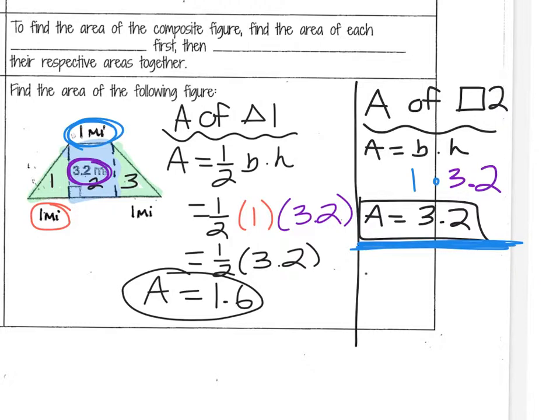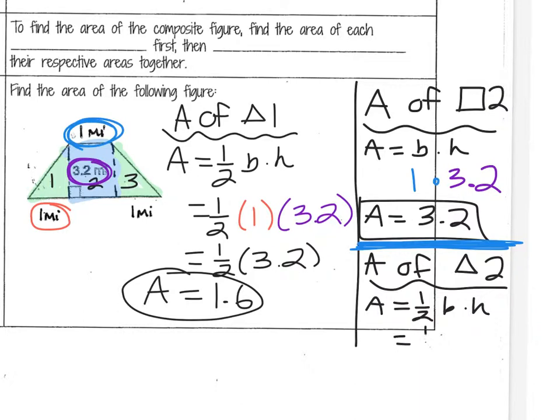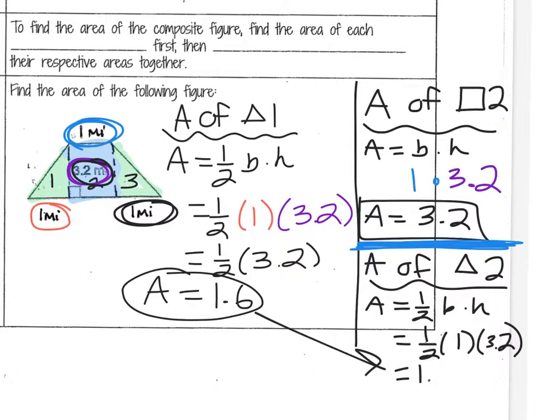And last but not least, the area of my triangle number 3 is 1/2 base times height, which is 1/2. My base is 1 mile. My height again is 3.2, which if I look from here is just 1.6 again.